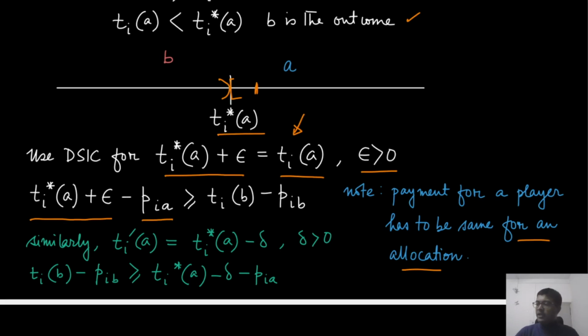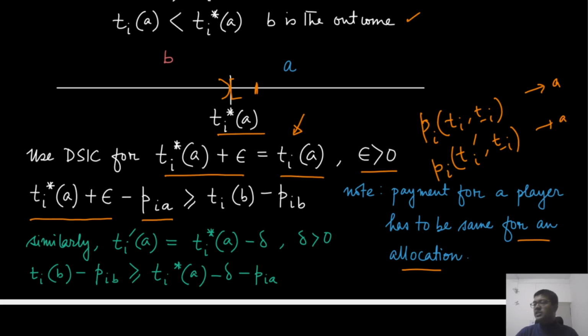So let's say player I has type TI, where the other players have T minus I, and another type, Ti prime, with T minus I, and the outcome in both these cases is A. All I mean is that the outcome is not changing. Then the payment that player I makes in both these profiles must be equal, because if not, it could be manipulable. This is easy to show. If you write down the expressions, you can show it clearly.